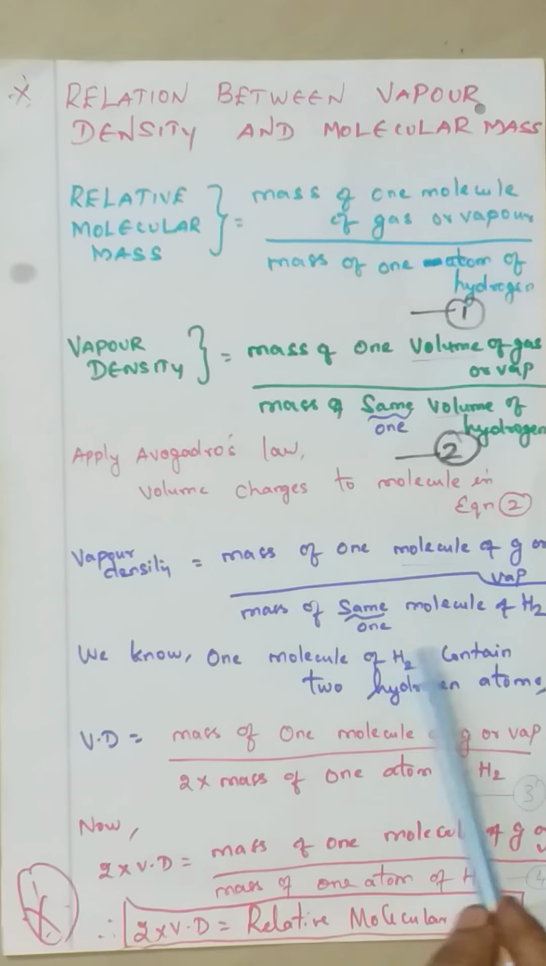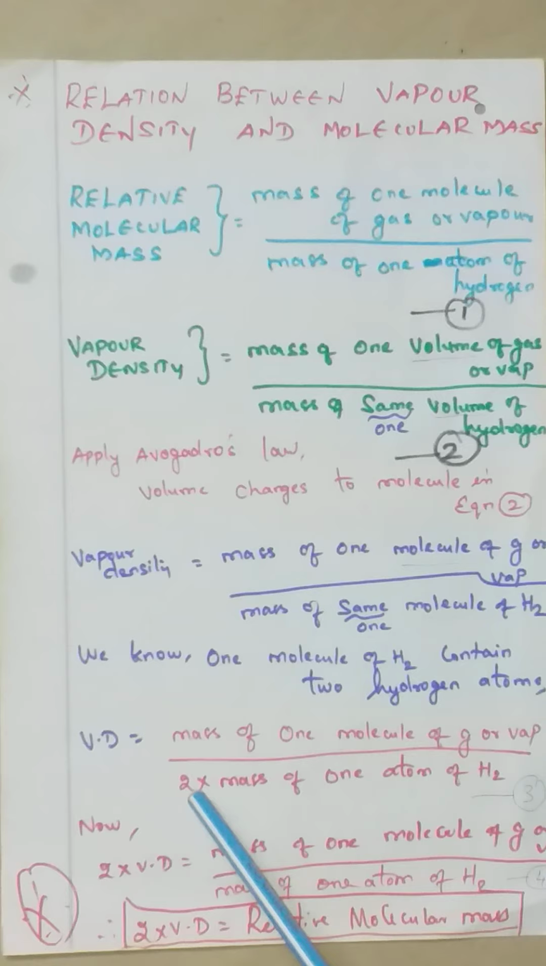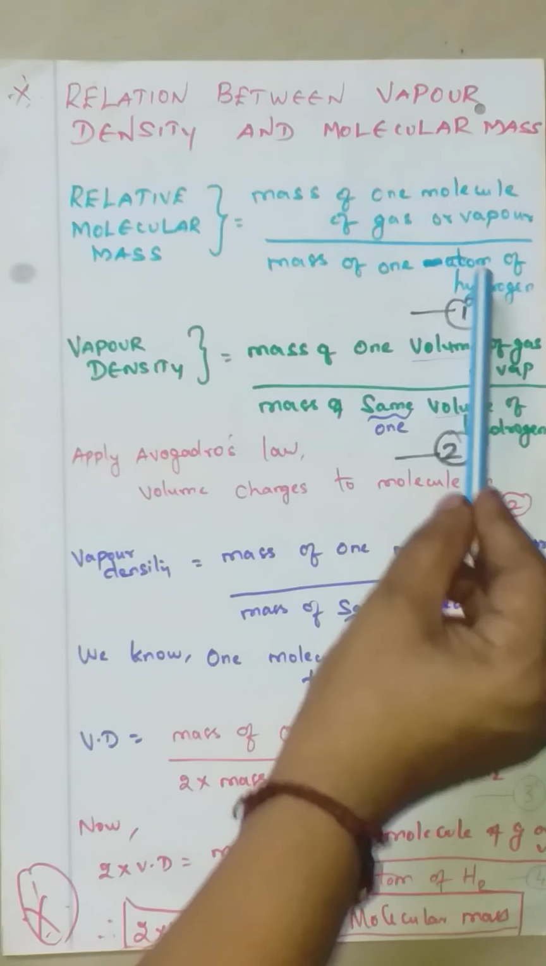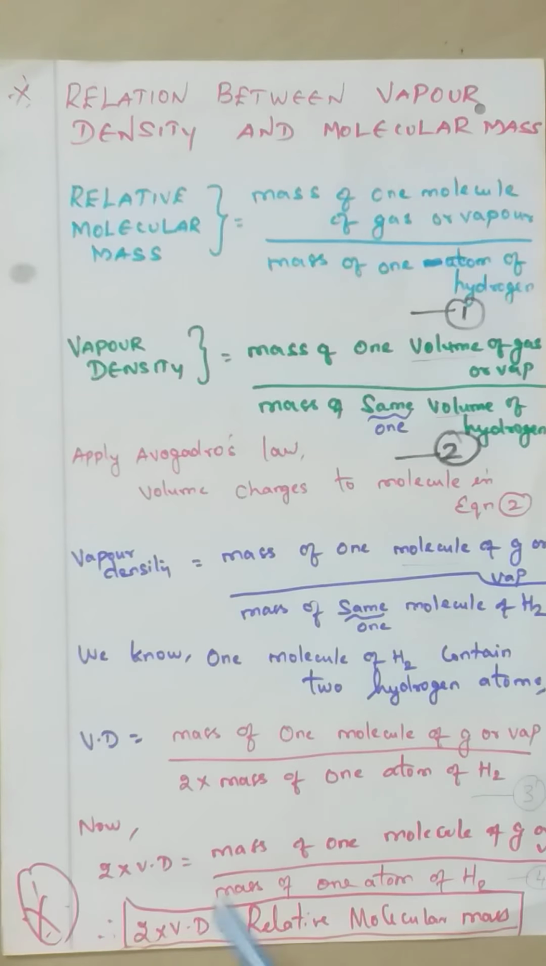Now, one molecule of hydrogen contains how many hydrogen atoms? 2 hydrogen atoms. So instead of writing this, I am using 2 into mass of one atom of hydrogen. The next step, cross multiply this 2 here. Now it becomes 2 into vapor density equal to mass of one molecule of gas or vapor by mass of one atom of hydrogen. Now compare the first equation and the fourth equation. Now the final is 2 into vapor density equal to relative molecular mass. Very important derivation. So the final answer is what? 2 into vapor density, twice the vapor density, which gives the definition for the relative molecular mass.